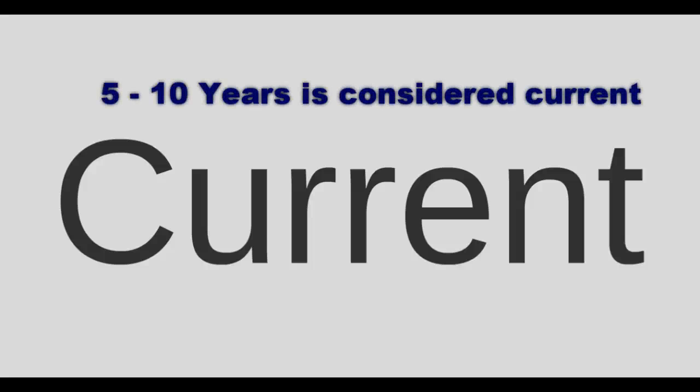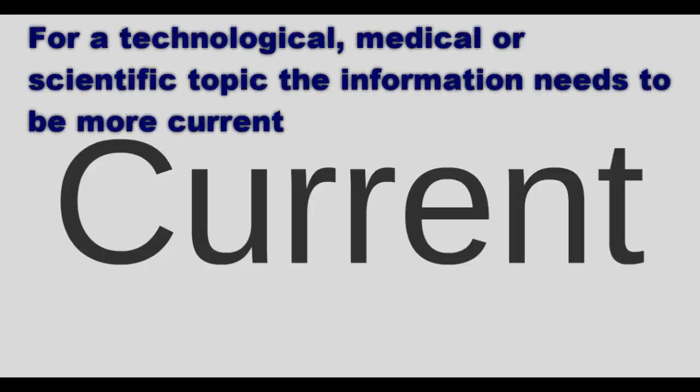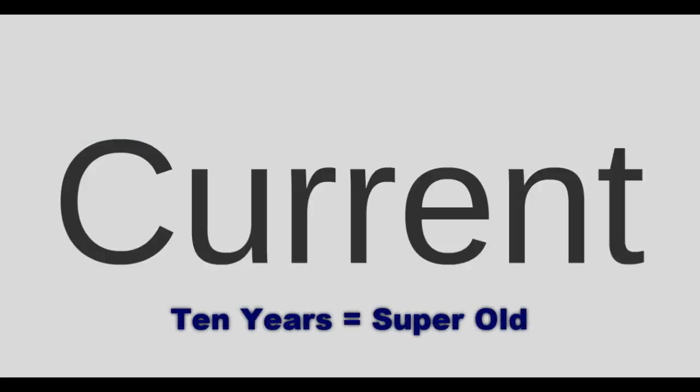And then the last thing, it needs to be current. Now this is a tough one. Typically the rule of thumb is about 5 to 10 years means something is current. However, that's going to change if we're talking about, say, something technological. 10 years is like 100 years when we're talking about technology. Things change so quickly. So for that, maybe 3 years, 2 years is really current.